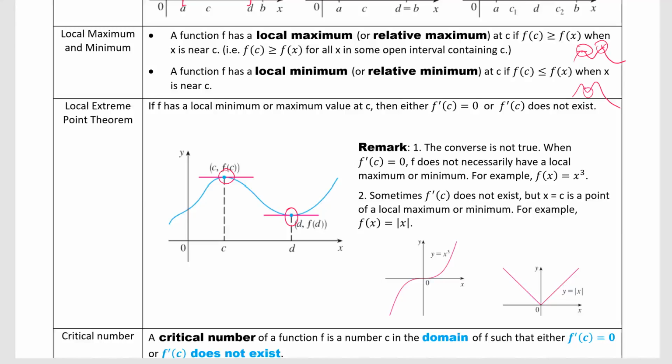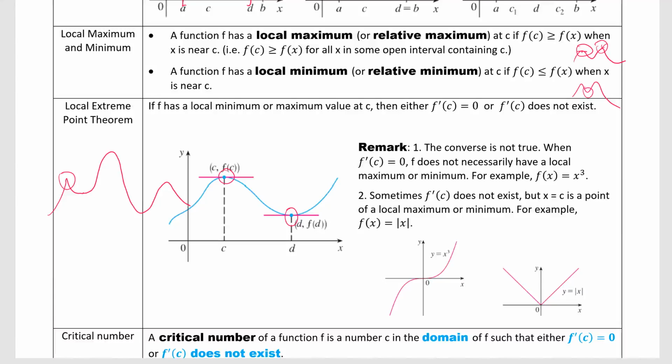But we might have a picture like this. Okay, here we have a corner, so the derivative does not exist, but we still have a local maximum there. Okay, so that's why we mark 1. The converse is not true. When the derivative is 0, f does not necessarily have a local maximum or minimum.